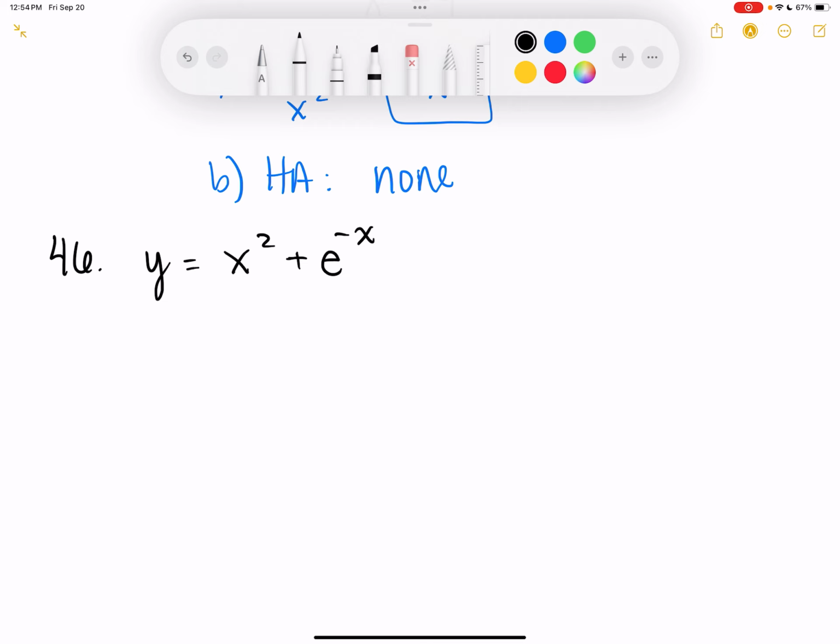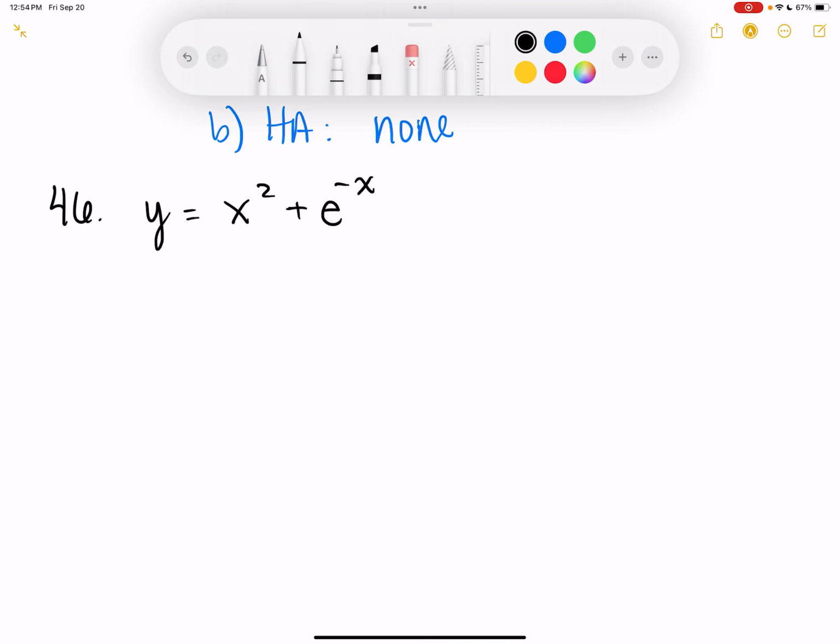Come on, buddy. Almost. Okay, close enough. All right, so down here it says let f of x equal x plus e to the negative x. Show that g of x is equal to x is a right end behavior model for f, while h of x equals e to the negative x is a left end behavior model for f.